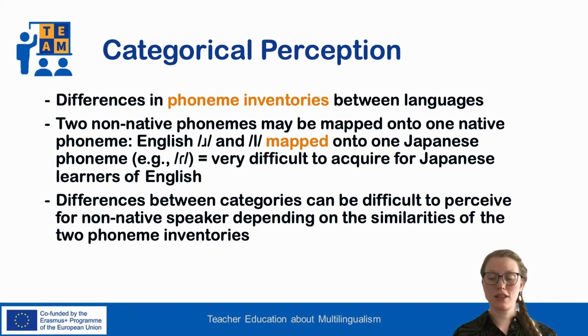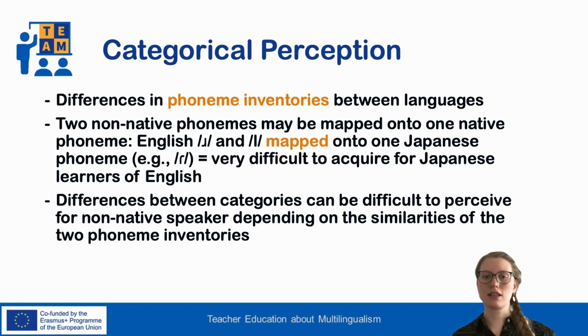We saw how the approximants differ between Japanese and American English, and also in general, this is what we see with the phoneme inventories, that they differ between the languages, at least to some degree. So some phonemes are shared, others differ. And what we often see then is that several, in this case two, non-native phonemes are mapped onto one native phoneme, so one single category.